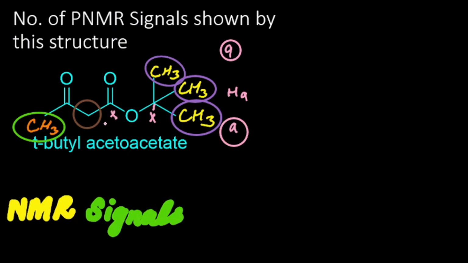Here no hydrogen is present, here no hydrogen is present, and here 2 hydrogens are present. If you see here, these 2 hydrogens are of the same chemical environment. So this will give you the second signal in the proton NMR. Similarly, this methyl group will give you the third signal, and all the 3 hydrogens here are of HC type. So this will give you the C signal. So the total signals that you are getting in tertiary butyl acetoacetate are 3 in the proton NMR.